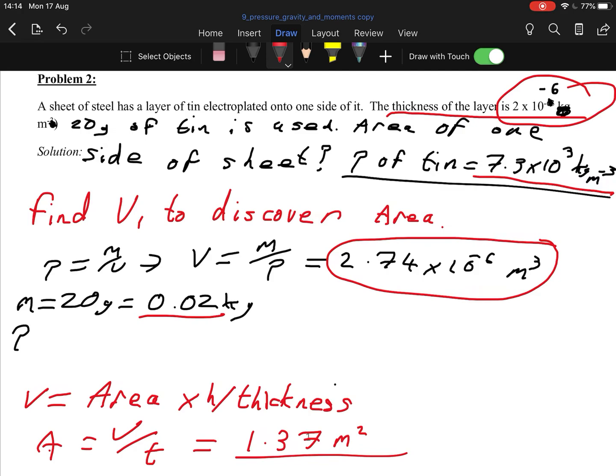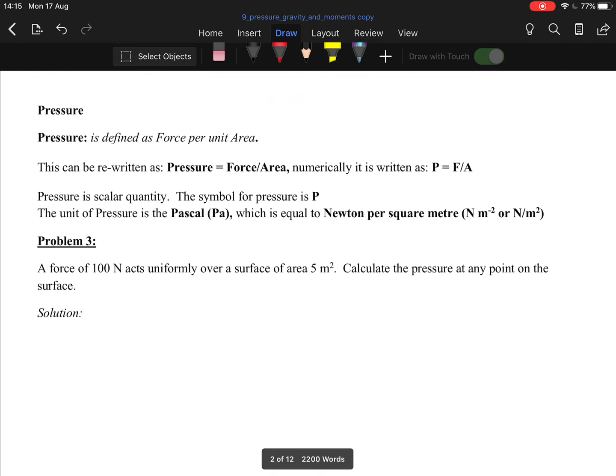Okay, and that's it. The trick with that was you had to realize that the tin was on one side, so you just find the volume of that side of the tin, and then you can find from that the area of the tin, because volume is length by width by height, area is length by width, so therefore volume is also area by height. Height or thickness or depth, whichever you prefer. Okay, so move on into the next one.